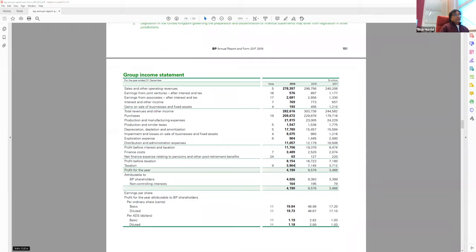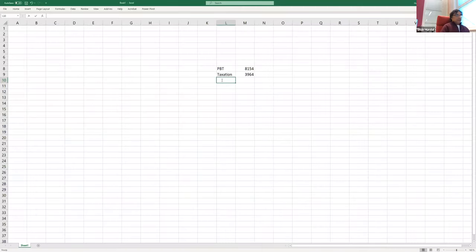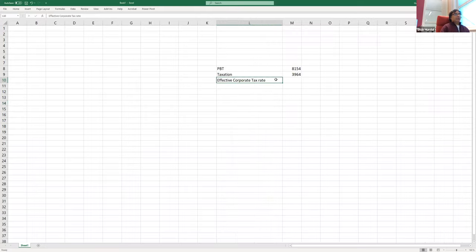And then we have taxation, which is 3964. Just 3964. And if I share my spreadsheet with you, it means that the effective, not the headline, the effective corporate tax rate, which in the slide is symbolized by T subscript C, would be equal to the amount of tax the firm is paying divided by the profit before tax.